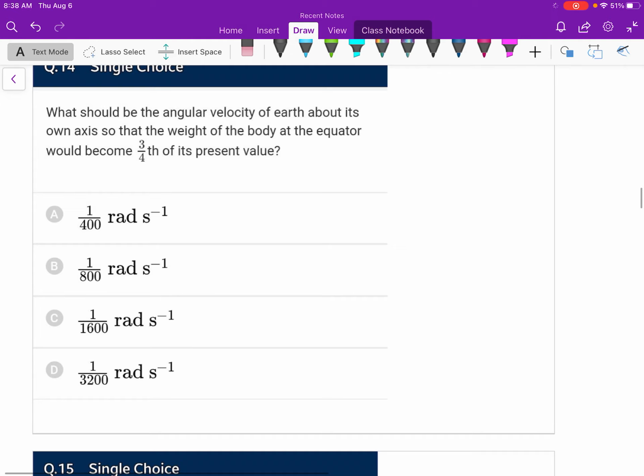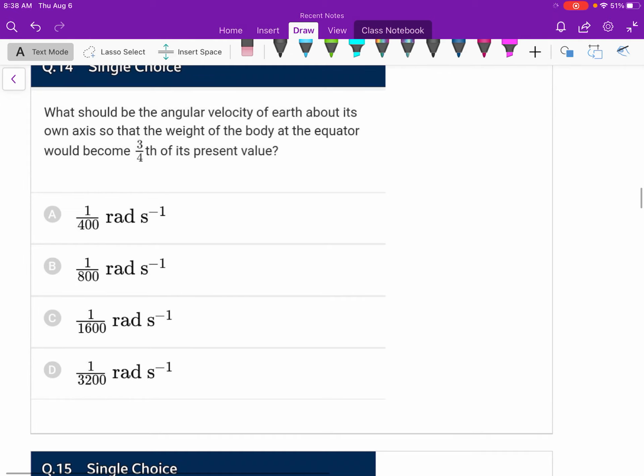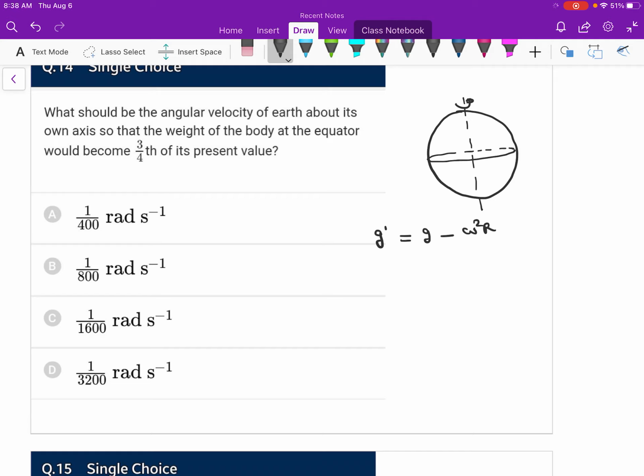What would be the angular velocity of Earth about its own axis so that the weight of a body at the equator would become 3/4 of its present value? So we need to incorporate rotation of Earth about its own axis. So on the equator, g dash is g minus omega square R. Now weight is 3/4, that means the value of g is 3/4, so 3/4 g. So that is g by 4 is omega square R, or omega is 1/2 into under root g by R.